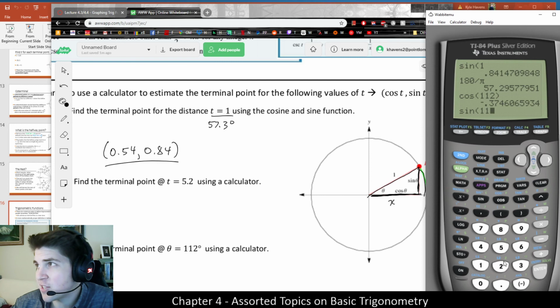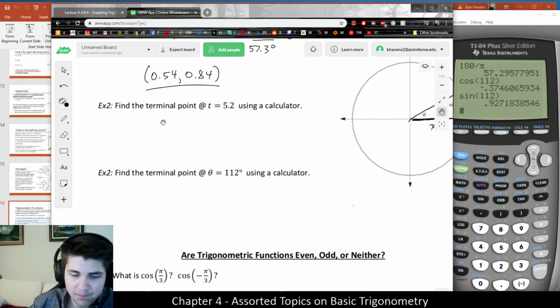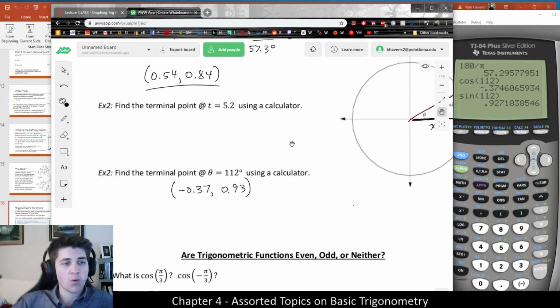So I can actually skip the conversion. That's one of my points here: if I want to evaluate trig functions in degrees, change your calculator to degree mode, and you'll be ready to go. So the terminal point at 112 will be negative 0.37, comma 0.93. And that would give us this location. So you can expand your finding points on the unit circle or working with triangles by using your calculator.